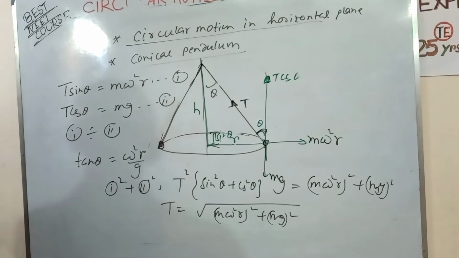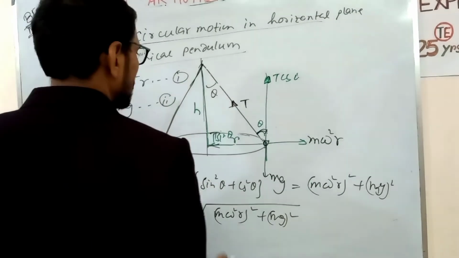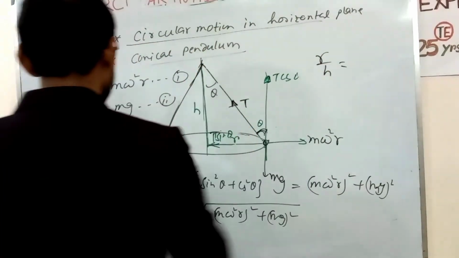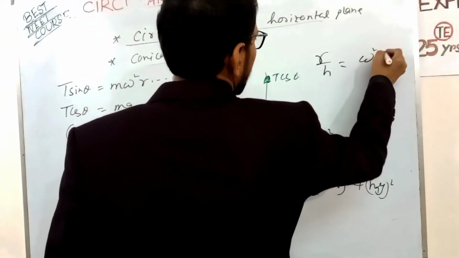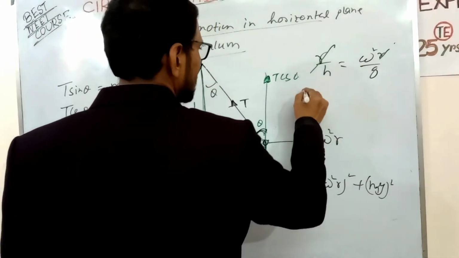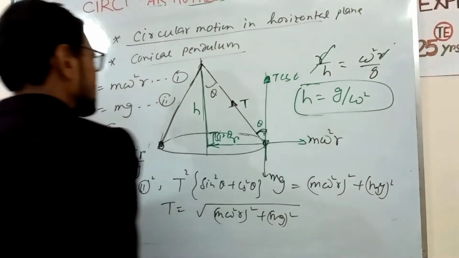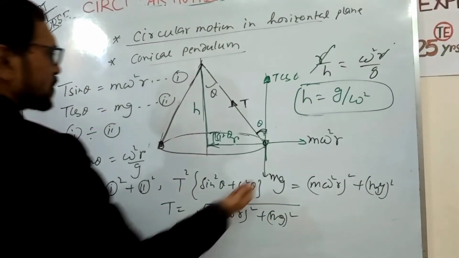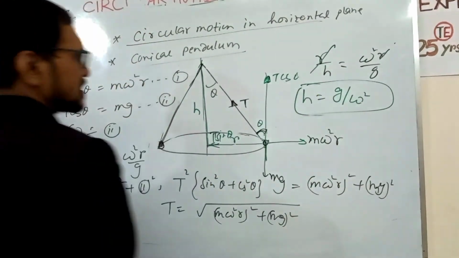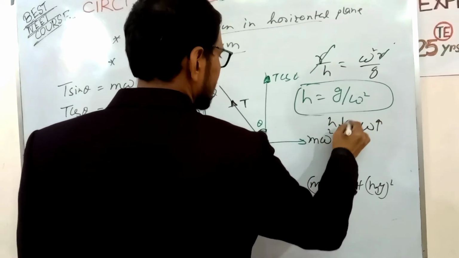Now what is the relation between h, r and omega? From this triangle we get tan theta equal to r by h, which is equal to omega square r by g. So cancelling r from both sides, we get h equal to g by omega square. So this is the answer. If we increase omega, then height decreases. If omega increases, height decreases.